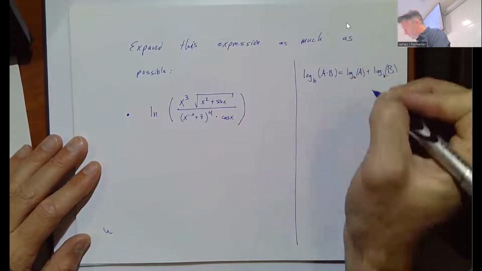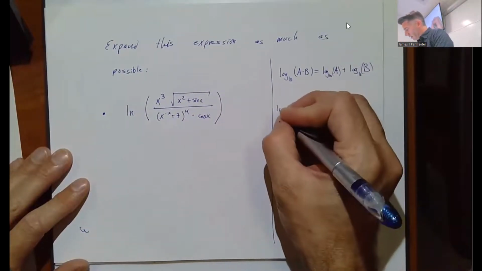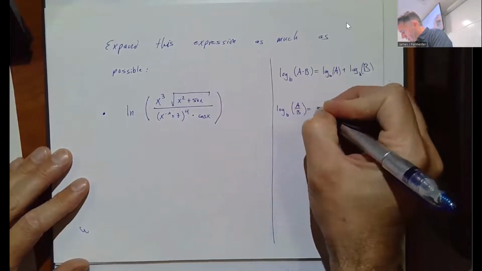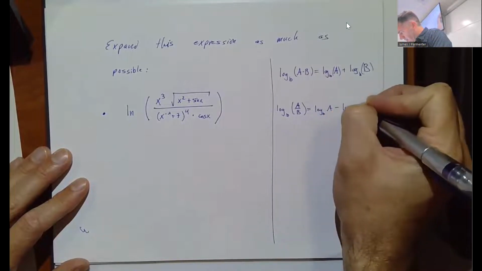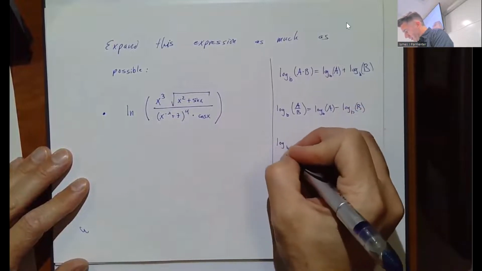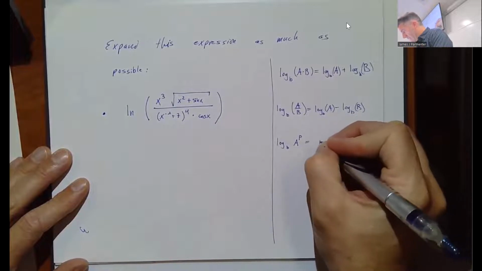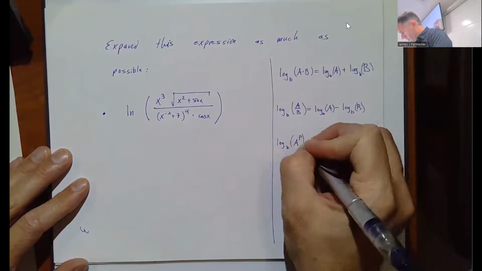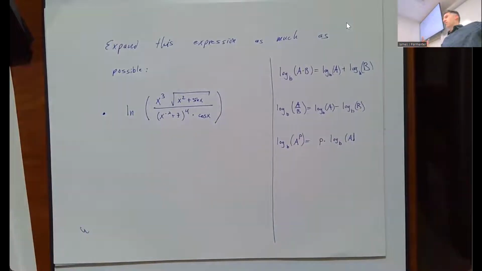I want to see what I'm writing. Okay. And then if you have the log base b of a divided by b, it's the log base b of a minus the log base b of b. And thirdly, the log base b of a to some power is that power times the log base b of a. So those are your three main rules for either simplifying or condensing logarithms.